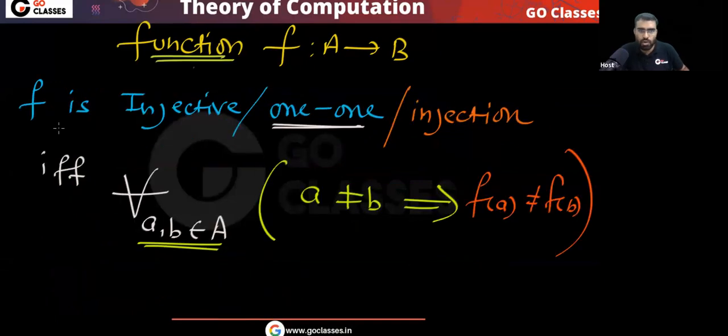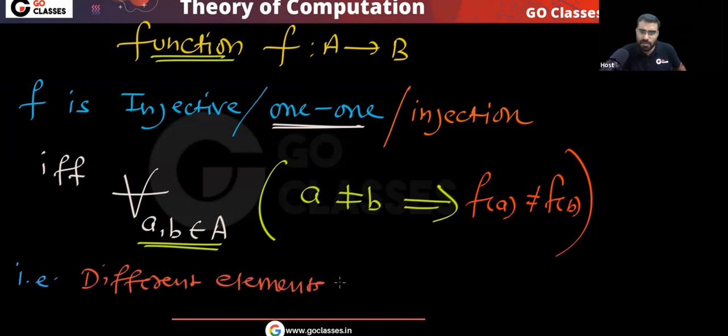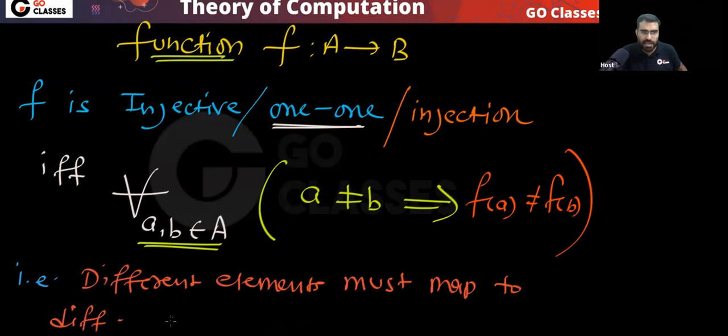When can you say a function is injective, or one-to-one? This function is one-to-one if and only if for every two different elements of the domain, their mappings also must be different. In simple words, different elements must map to different elements. Yes or no? Very simple. This is the definition of an injective function.